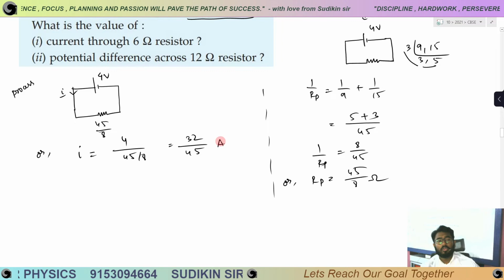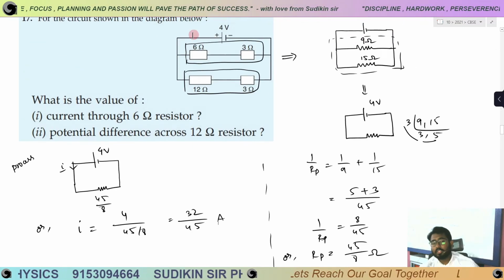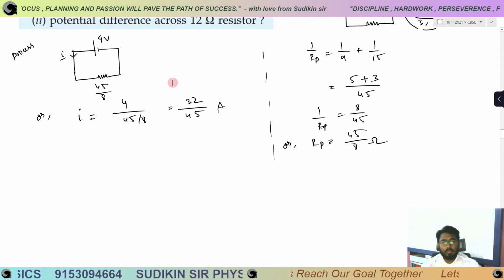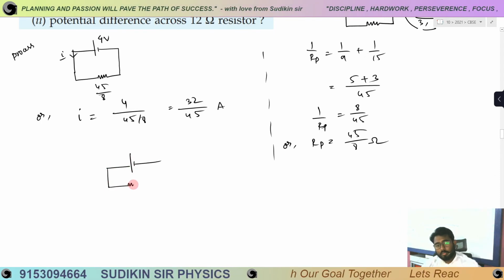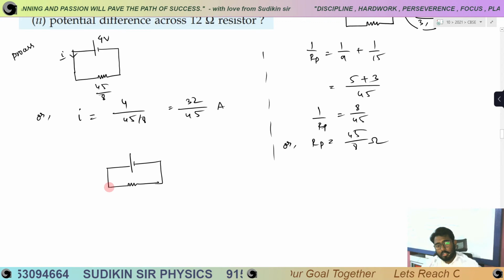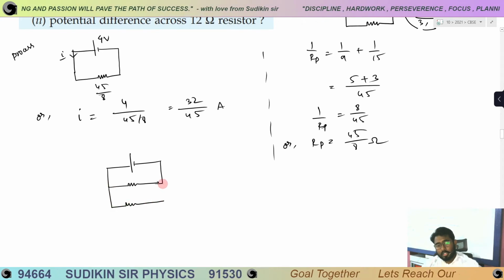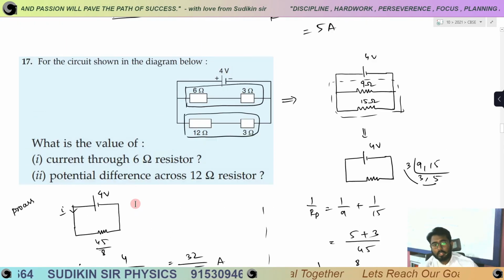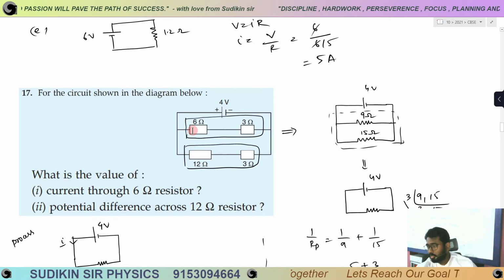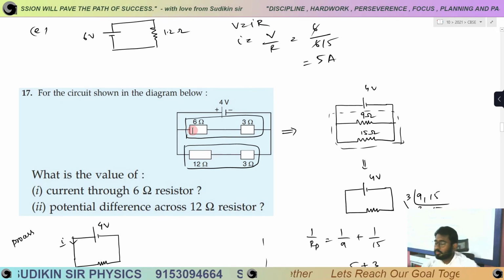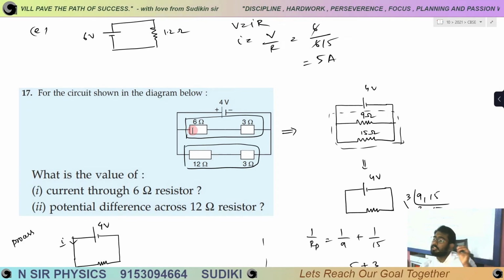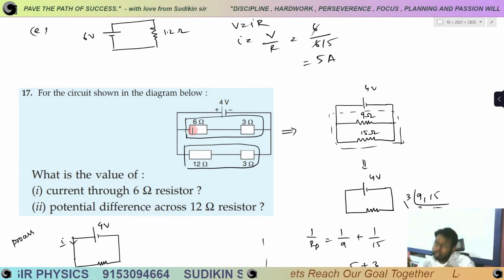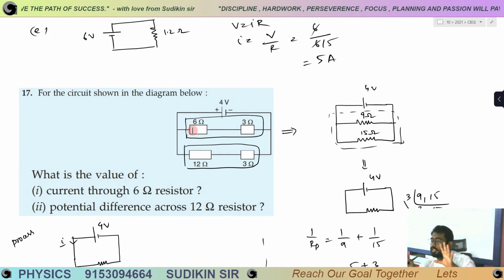Now they are asking us what is the current through the 6 ohm resistor, right? So how is the current branching out? This is a 4 volt. Now it has two branches. Tell me, the amount of current that will go through the 6 ohm resistor is the same amount that will go through the 3 ohm resistor, right? That means if I connect 6 and 3 in series, the same amount is going through the series also. First get this thing clearly.